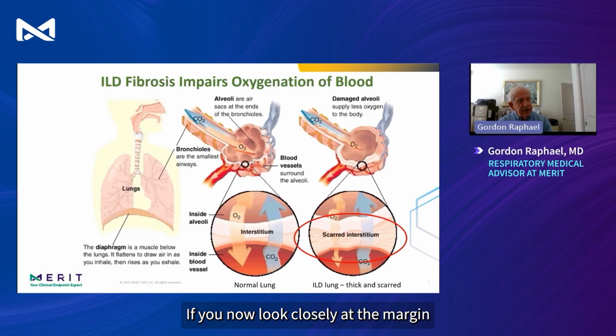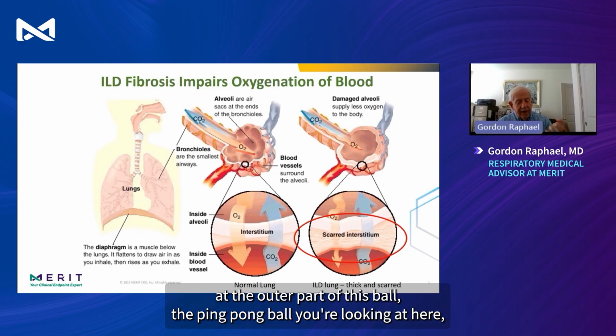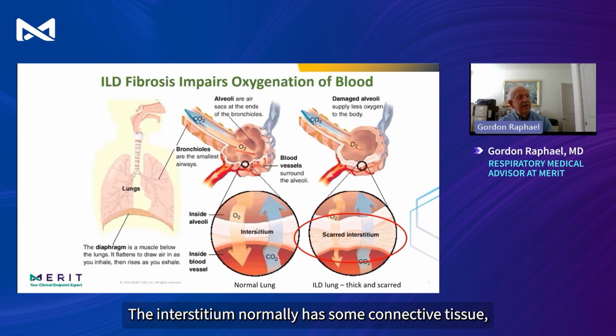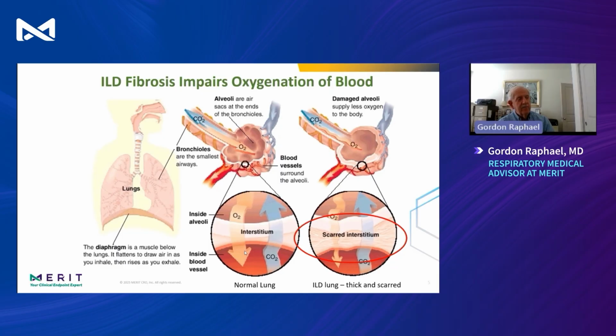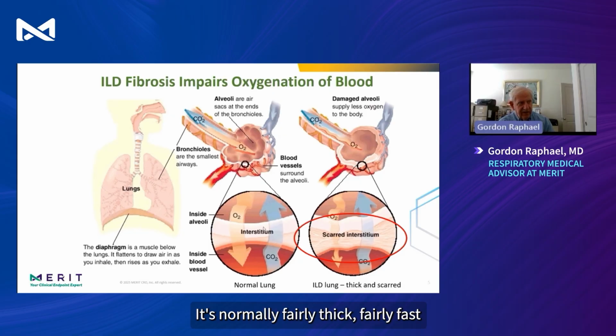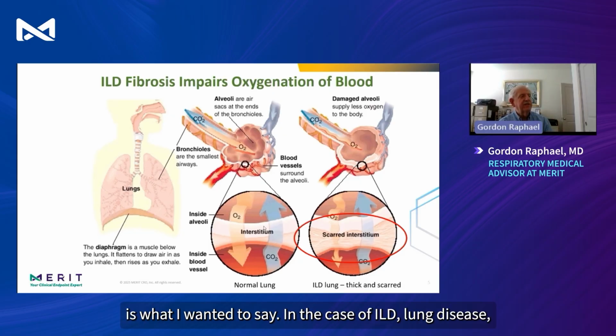If you now look closely at the margin, at the outer part of this ping pong ball, you're looking at the alveolus on the inside, the wall of the alveolus, and here's the blood vessel that's surrounding it. The interstitium normally has some connective tissue, but oxygen that you inhale gets into the bloodstream, and as the blood goes by, the carbon dioxide from metabolism goes out. It's normally fairly thin, fairly fast, that's what I wanted to say.